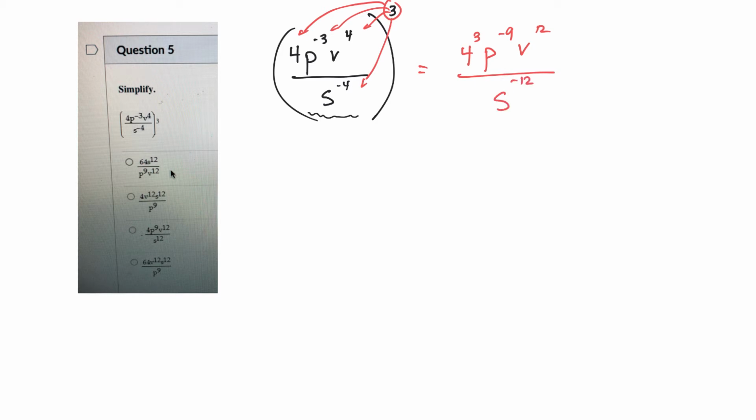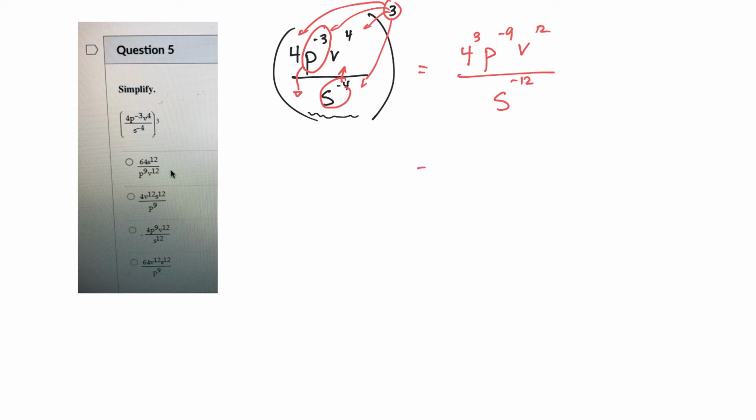And I guess this is one of the rules that I was saying you could do inside the brackets first: if I have a negative exponent, I can move that to the bottom of the fraction, or if there's one on the bottom here, I could move it to the top. So I could do that before I apply the 3, or you can do it after. It doesn't make a difference.